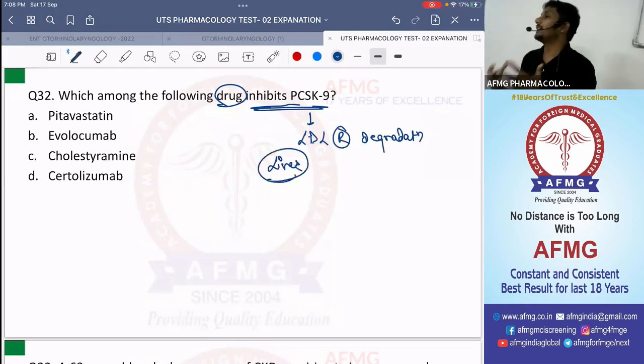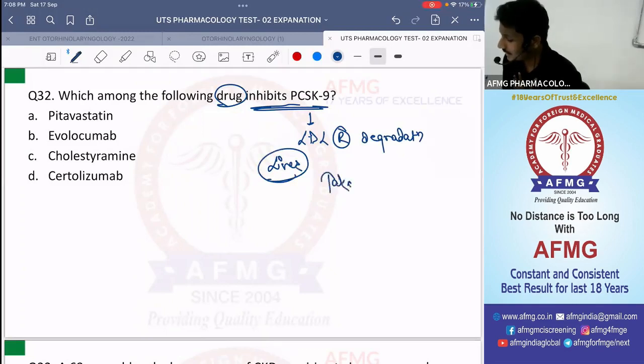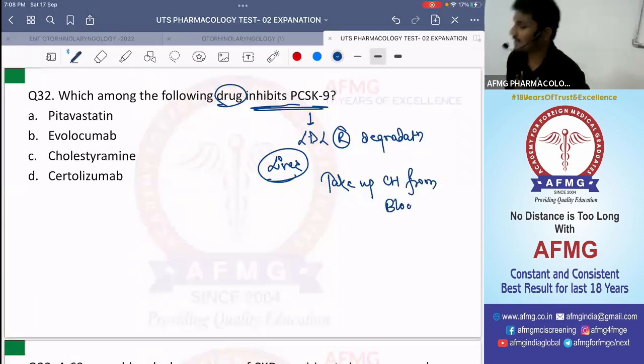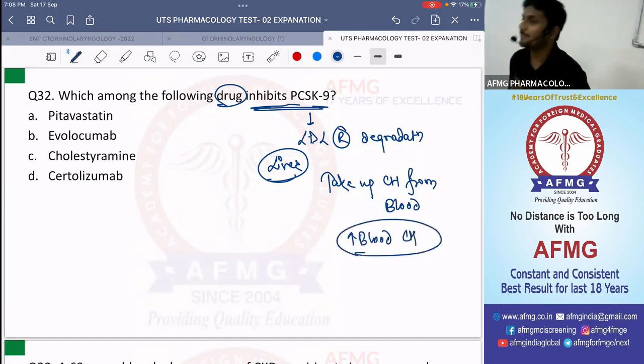So what do the LDL receptors on the liver do? They take up, please remember, cholesterol from blood. These LDL receptors usually take up cholesterol from blood, okay? But if these LDL receptors are degraded, what can happen? There would be increased levels of blood cholesterol, and that can worsen hyperlipidemia or dyslipidemia in a patient.